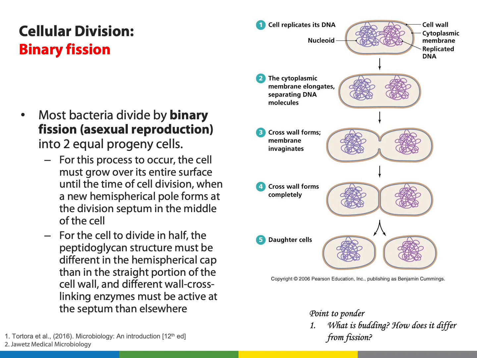For this process of cell division to occur, a cell must grow over its entire surface until the time of division. For the cell to divide in half, the peptidoglycan structure must be different in the hemispherical cap than in the straight portion of the cell wall. And a different wall cross-linking enzyme must be active at the septum than elsewhere. These are the two processes to take note of during binary fission. In general, microorganisms, particularly bacteria, replicate through binary fission.